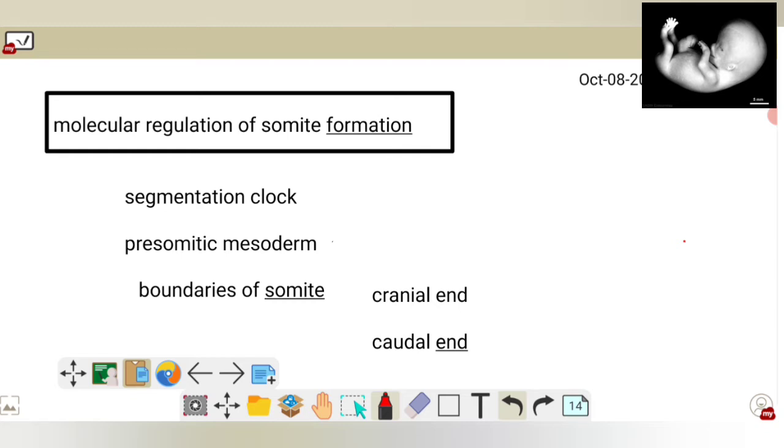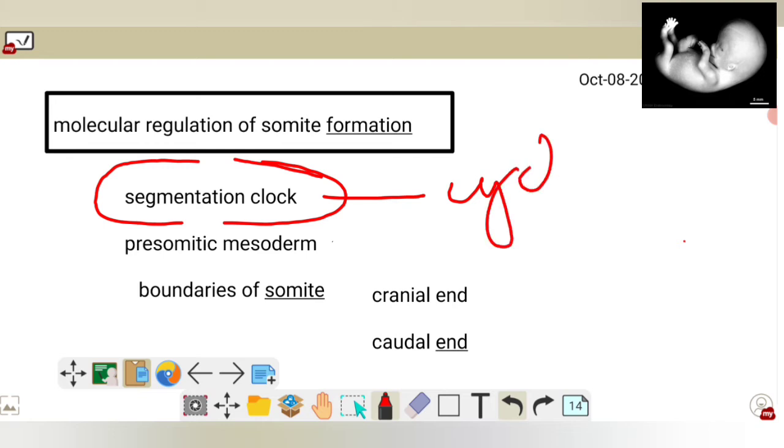Molecular regulation of somite formation. How are somites formed? The segmentation of the paraxial mesoderm depends upon the segmentation clock. This is the cyclic expression of a number of genes. What is the segmentation clock? It is the cyclic expression of genes.